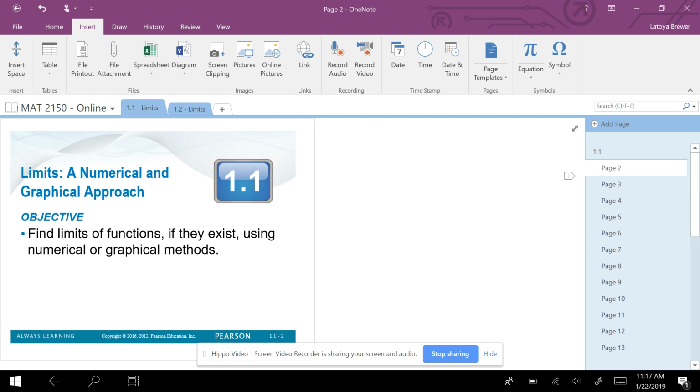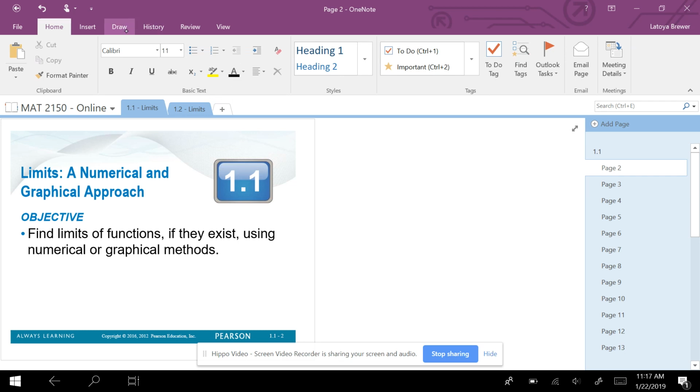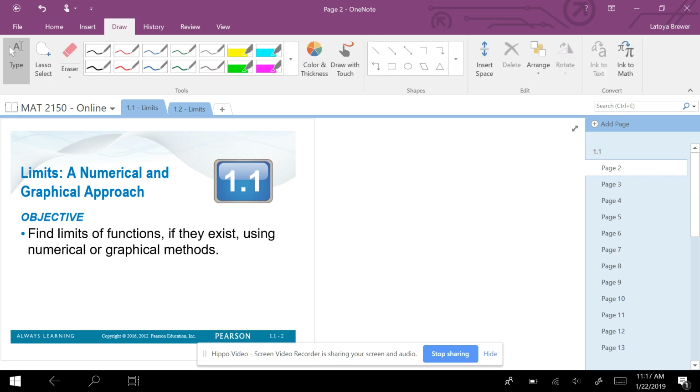So in this lesson, we're going to do a few different things here. We're going to find limits of a function. All right. We're going to determine if they exist. And if they exist, we're going to find them by using two different methods here. We're going to use numerical methods, and then we're going to use graphical methods. So we're going to solve it numerically with the numbers. And then we're going to graph it.